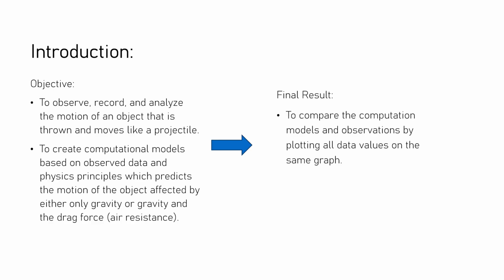So the objective of the lab was to observe, record, and analyze the motion of an object that is thrown and moves like a projectile, and then to create computational models based on the observed data and physics principles that predict the motion of the object when affected by either gravity or gravity and the drag force. And then doing both of those, we could compare the computational models and the observations by plotting all the data values on the same graph.